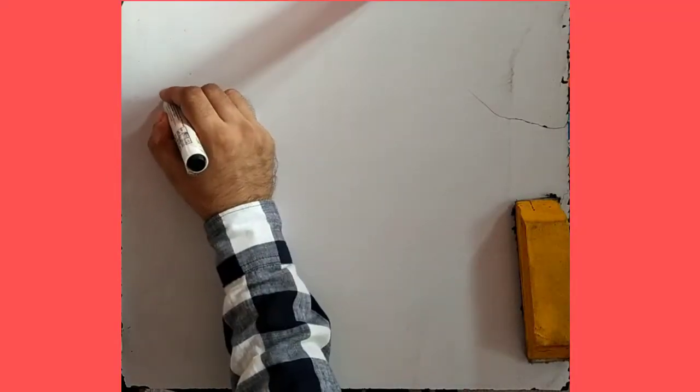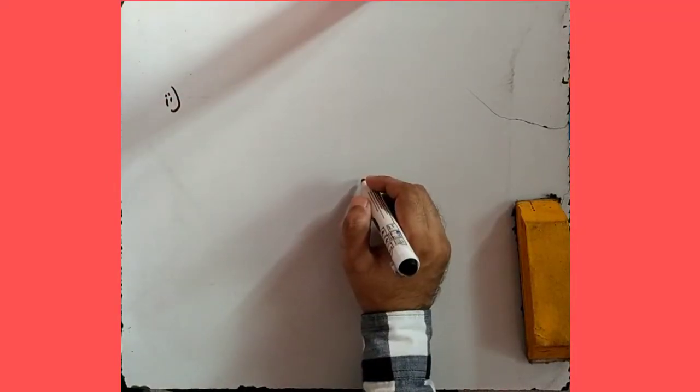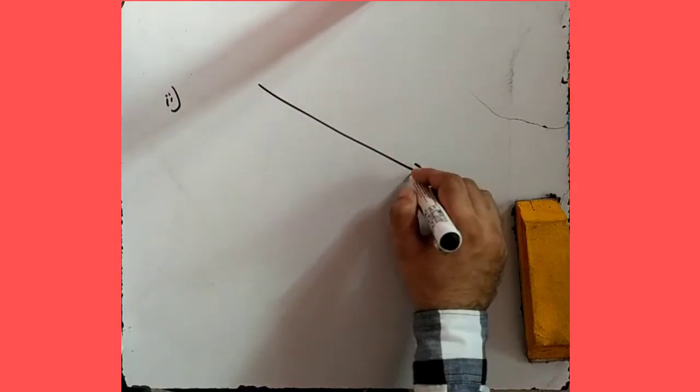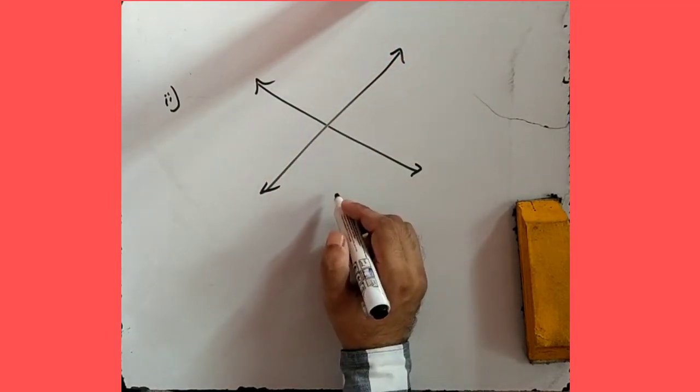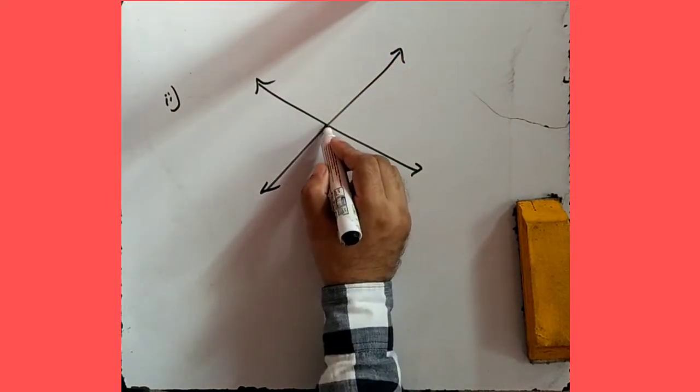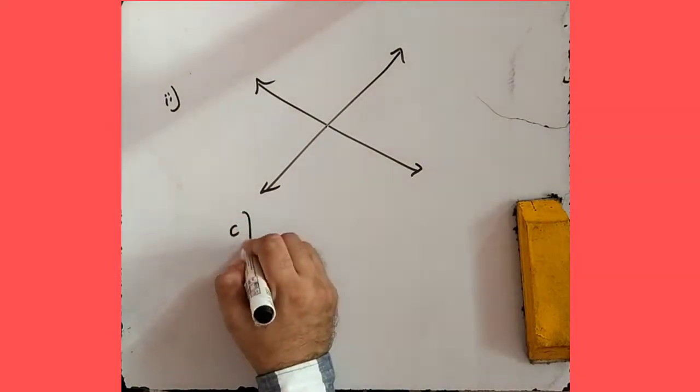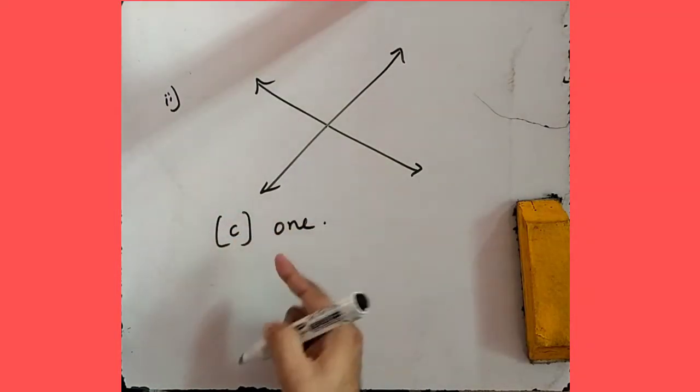Second one, how many points are there in the intersection of two distinct lines? Whenever two lines intersect each other, they will intersect in one and only one point. So here the answer is C, 1.